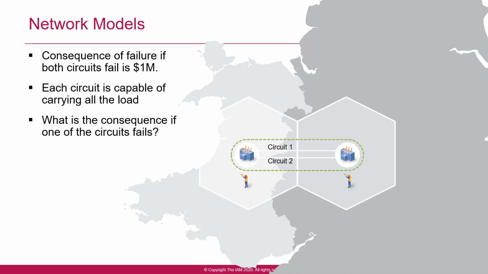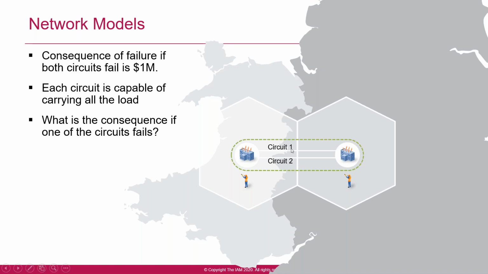Now, for an asset with no redundancy, this is easy to understand. For an asset in a network, this can become very difficult to understand. So let's start with a really simple case. We have a circuit between these two stations, and if the circuit were to fail, it would cost us $1 million. So we based that on how many customers would be out, how long the outage would be, and we were able to do that.